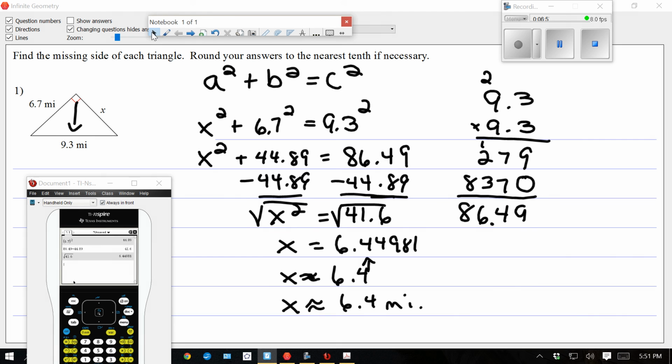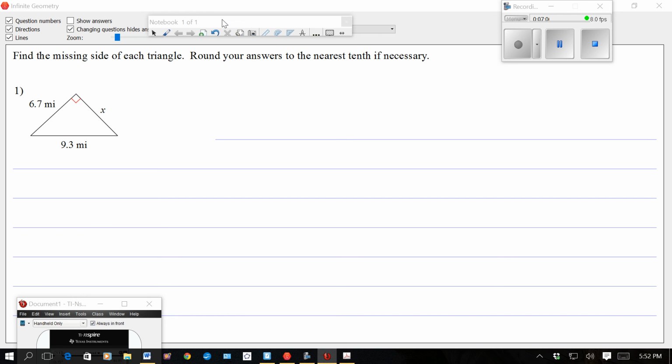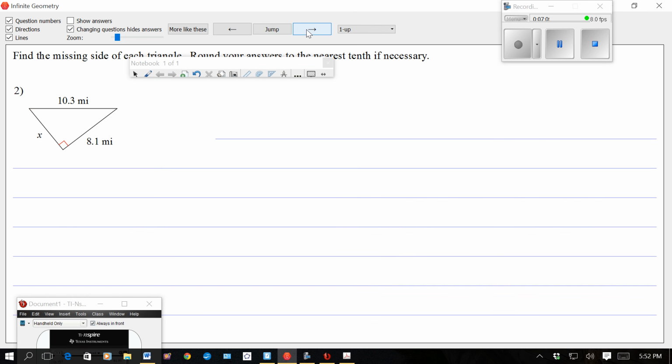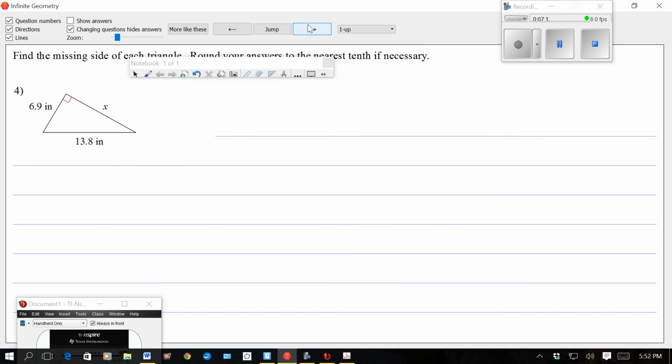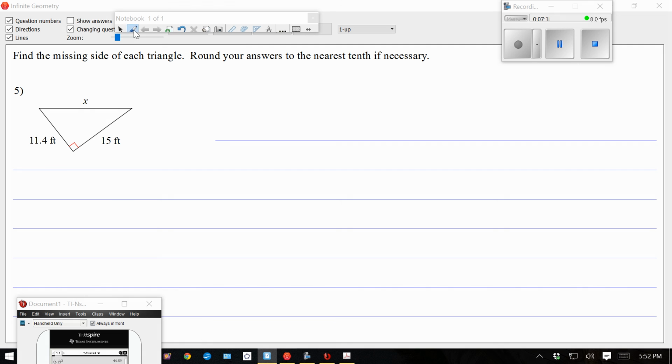Okay, let's do another one on finding the hypotenuse. So let me clear this off. Here's one where you have to find the hypotenuse. Notice I said this was the hypotenuse. Why did I know that? Because it's opposite my right angle, and I don't know it, so I want to find it. So my two legs are 11.4 and 15. So I take 11.4, square it, plus 15 squared equals x squared.